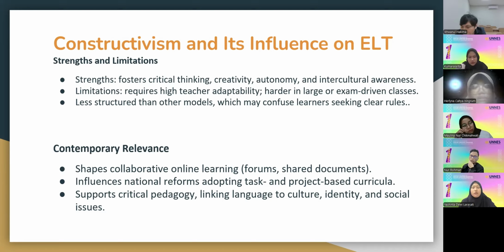And the contemporary relevance: constructivism underpins collaborative online learning platforms such as forums, shared documents, and, yes, such as this Zoom discussion in the online era, and it informs national curriculum reforms, promoting project and inquiry-based approaches. It resonates with critical pedagogy, connecting language education with issues of identity, cultures, and social justice.